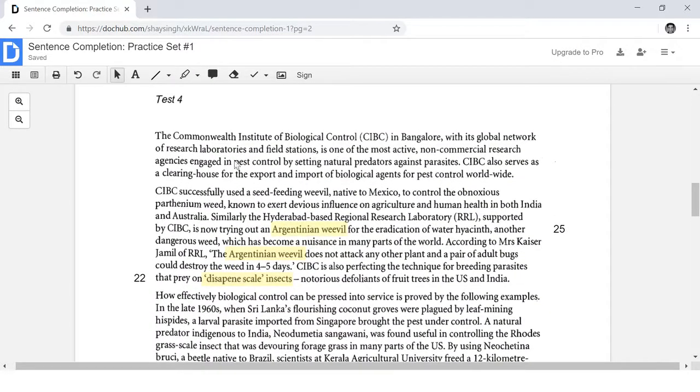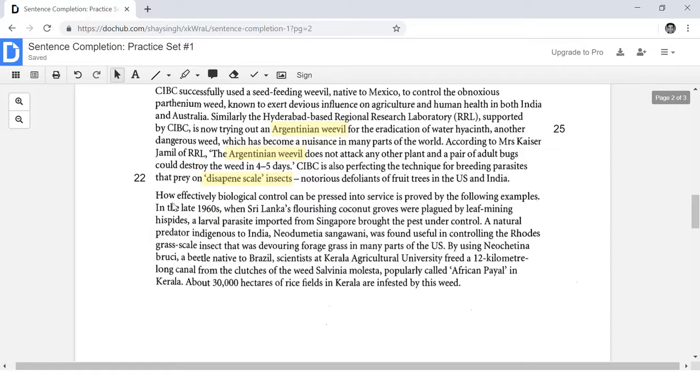And yeah, I don't see that here either. I already read this part, so I know it's not here. And there we go. Here I see Neodumetia sangawani. So there's our keyword. Let's go ahead and read this sentence.